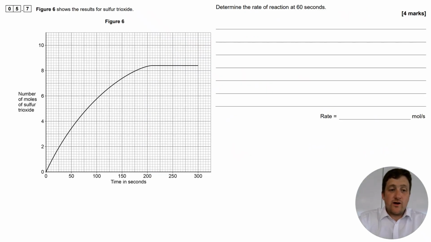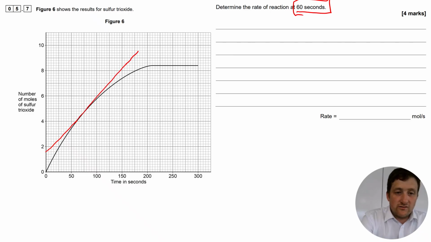And then we have a different graph just for sulfur trioxide. Now this is really important because it says determine the rate of reaction at 60 seconds. It's not the mean rate of reaction, it is at exactly 60 seconds. So if we go up to 60, I'm doing a beautiful thing called a tangent. I love a good tangent. Everyone loves a good tangent. And then we draw a triangle. It should obviously be drawn with a ruler at exactly 60 seconds.